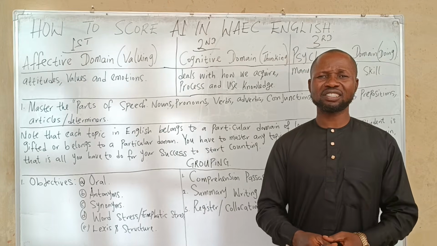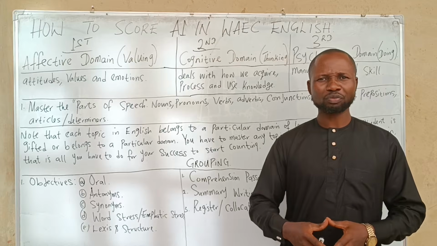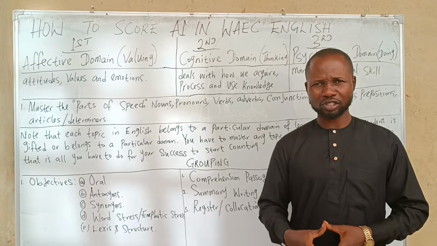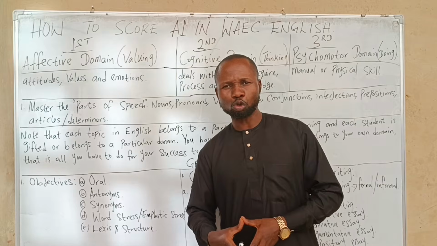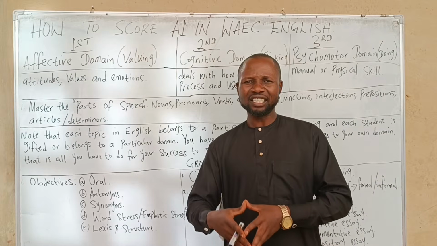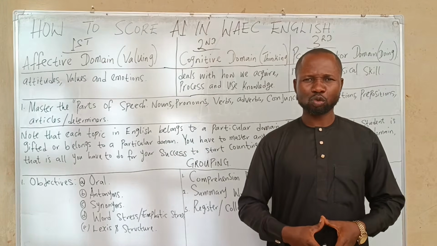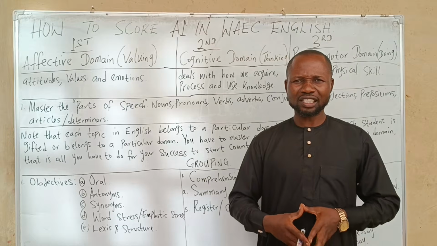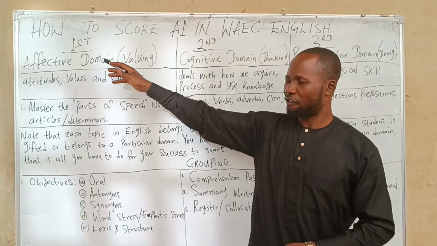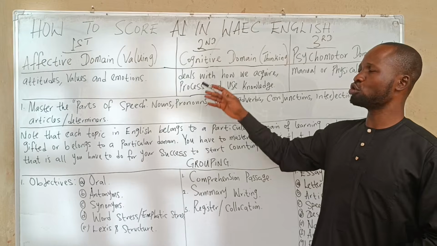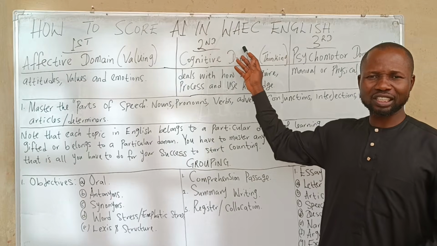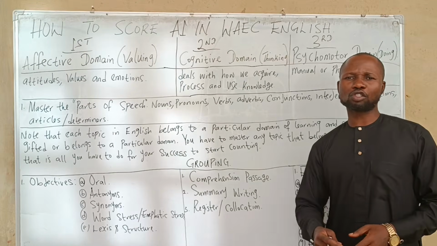So all these things are because of what? Each and every one of us is gifted to do good or to do well or to do better in a particular domain. So therefore, a student that is not doing well in affective may be gifted to do well in cognitive, which is what? Thinking, or psychomotor, which is what? Doing.